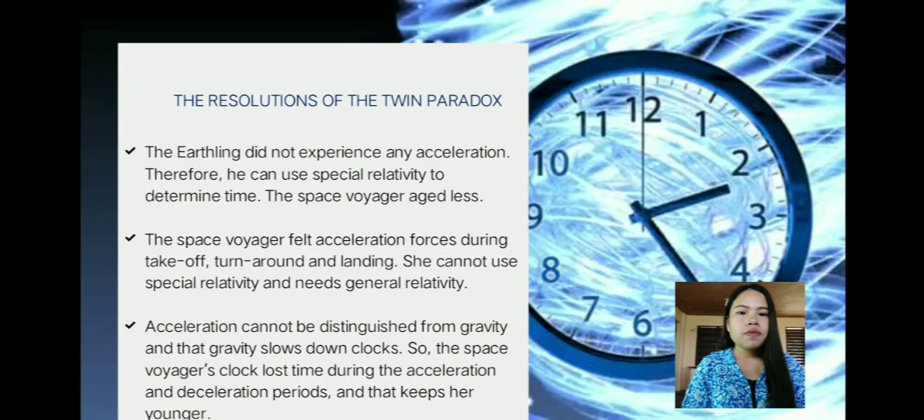Next, the space voyager felt acceleration forces during takeoff, turnover, and landing. So she cannot use special relativity and needs the idea of general relativity, which is the relationship between gravity and the geometrical structure of space and time. Lastly, the acceleration cannot be distinguished from gravity, and gravity slows down clocks. So, the space voyager's clocks lost time during the acceleration and deceleration periods, and that keeps her younger. So that is all about the resolutions of the twins paradox.